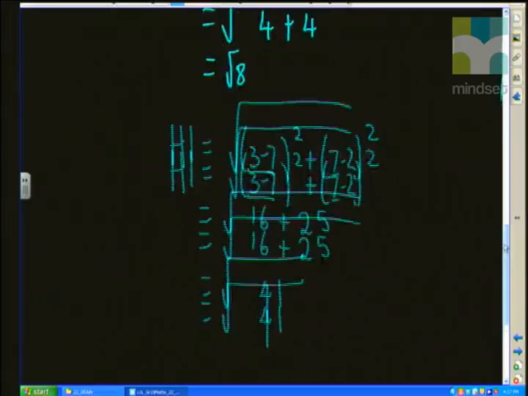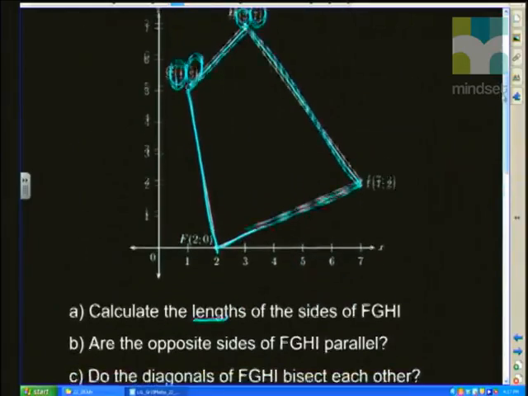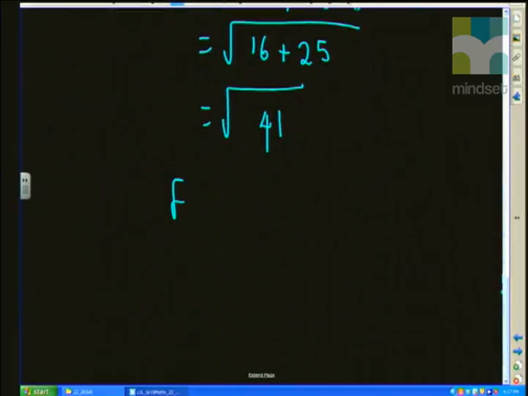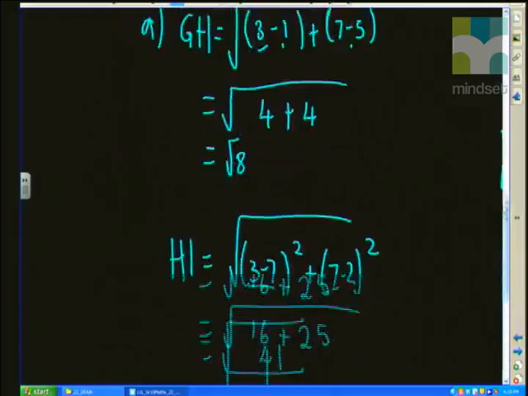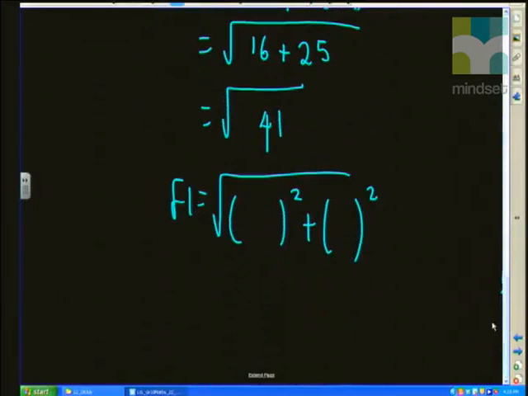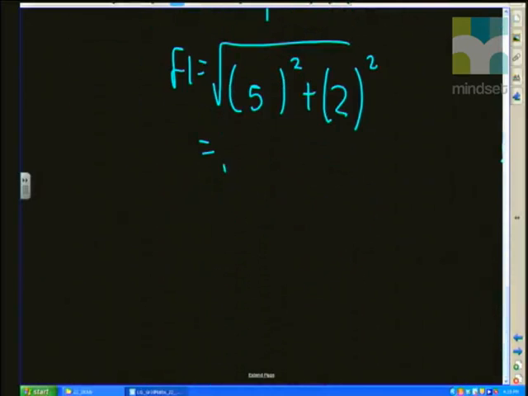All right. So we've got HI, we've got GH, let's move on to FI. Again, just a straightforward substitution into your distance formula. The difference between the x-coordinates squared plus the difference between the y-coordinates squared, and we're going to get 7 minus 2 squared plus 2 minus 0 squared, so it's going to be 5 squared plus 2 squared, and that's going to give me the root of 25 plus 4, so that's going to be the root of 29.